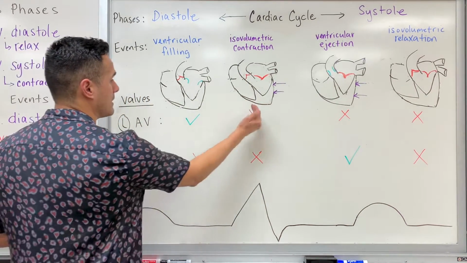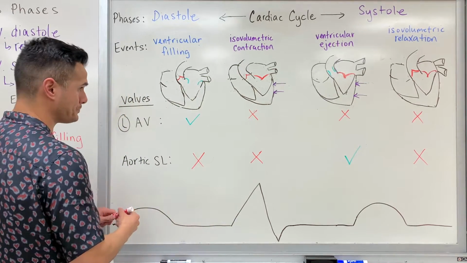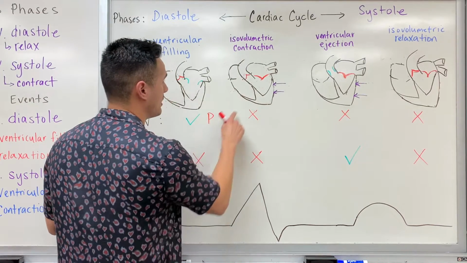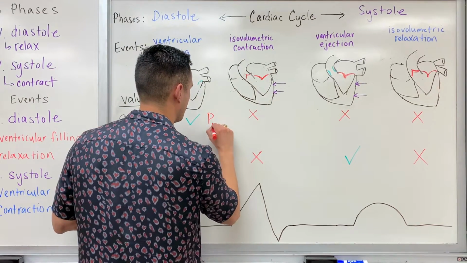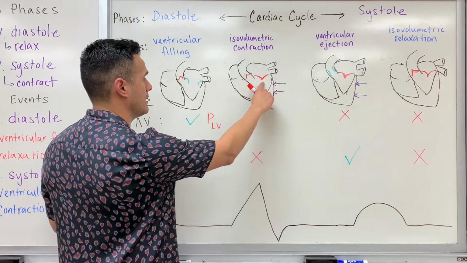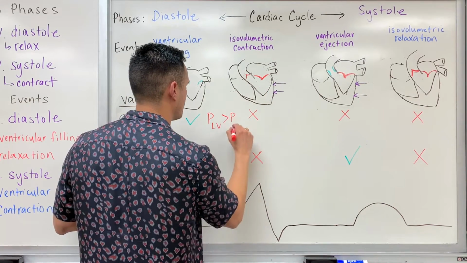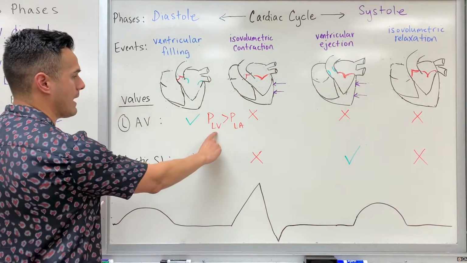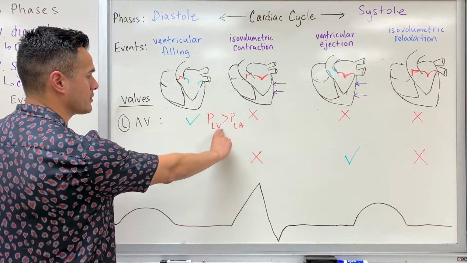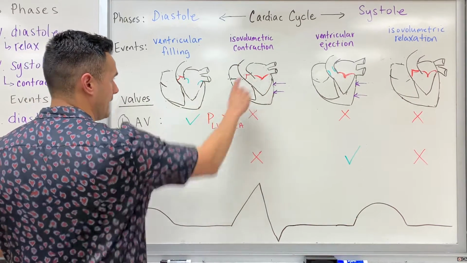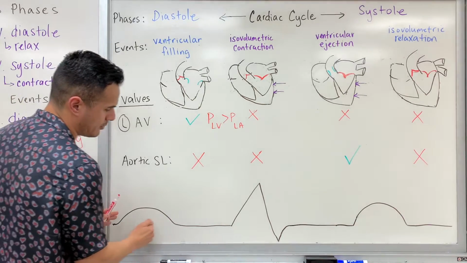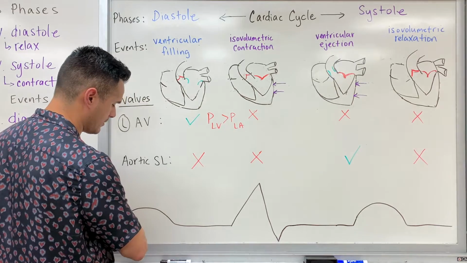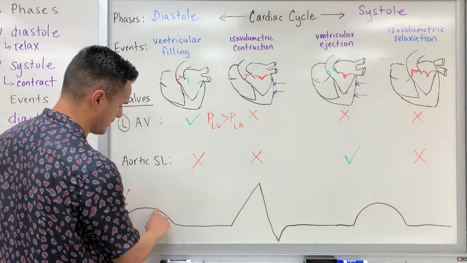And so for this valve to close, what needs to happen is that the pressure within the left ventricle is going to have to become greater than the pressure in the left atrium. So how does the pressure in the left ventricle become greater than the pressure in the left atrium? Well, that's what occurs after we get the P wave. So the P wave is whenever the atria get their signal, you get atrial depolarization.